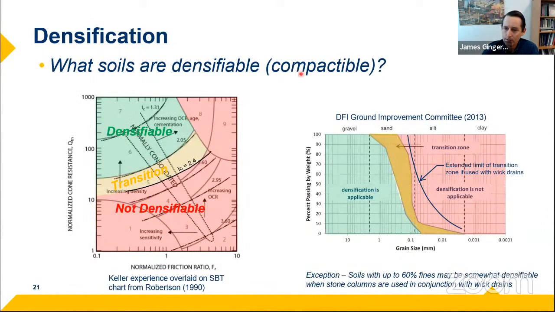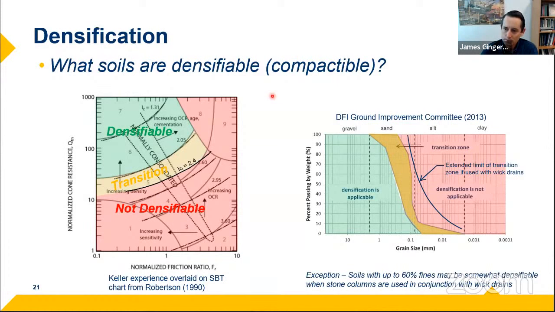So while densification is a really effective technique, it's only effective in certain types of soils. And the reason for that is that the densification process during ground improvement is typically happening below the groundwater table in saturated soils. And when those soils are saturated, you have to have enough permeability in the soil for the water to be able to dissipate out and the compaction process to occur.